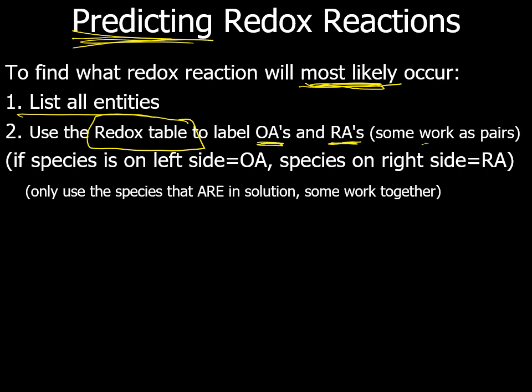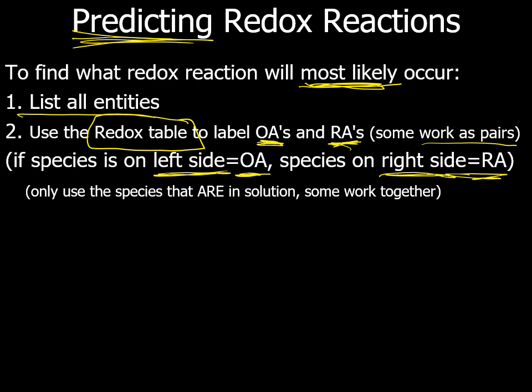And sometimes they work as pairs, and so as we look through our redox table, we're going to look for if they need a partner, do we have that partner? And if so, then we can list it as either the oxidizing agent or the reducing agent. And remember, with these redox tables, the oxidizing agents are who is present on the left-hand side, and then the reducing agents are present on the right-hand side for most redox tables. So we're going to stick with that method.